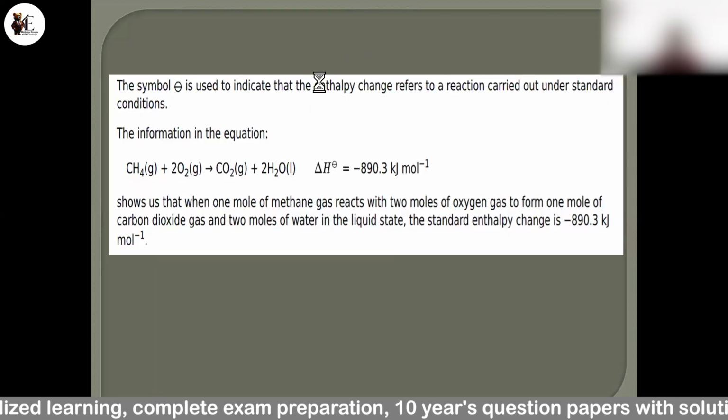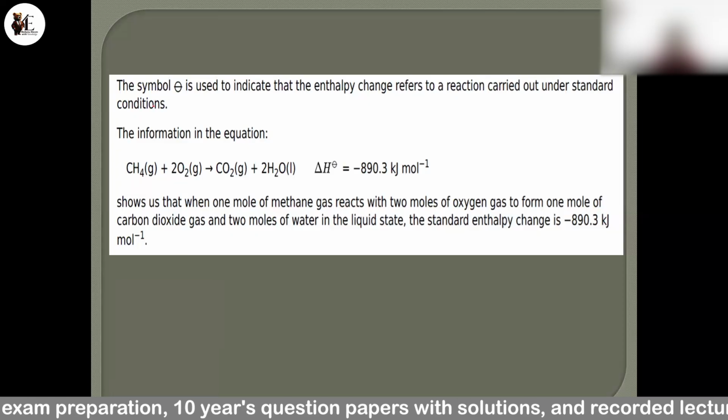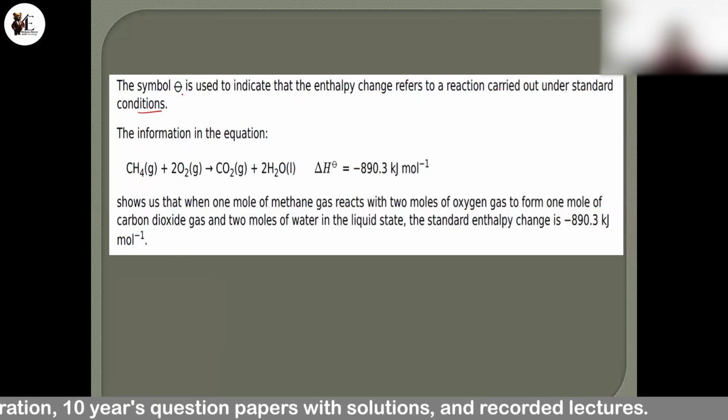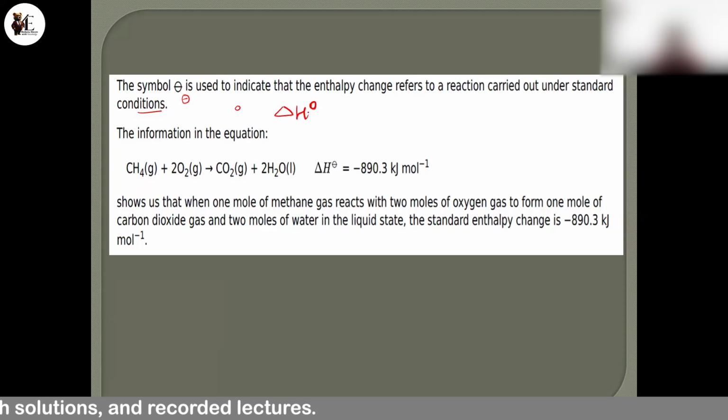The symbol used to indicate that the enthalpy change is measured under standard conditions is a small circle with a dash in it. Basically, you can write it as 0 only, like delta H naught. We can call it naught also.